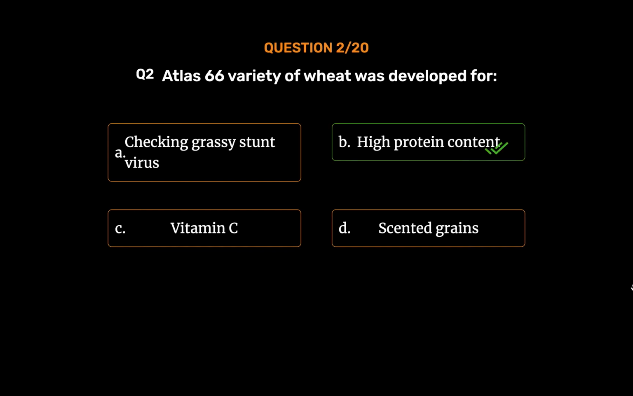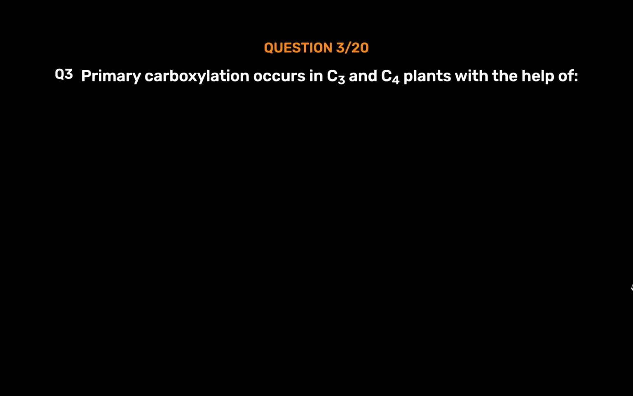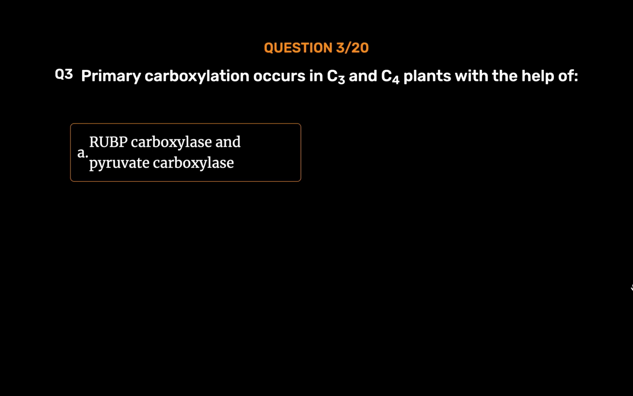High protein content. A new productive high-protein hard winter wheat variety derived from Atlas 66, with genetic potential for 2% higher grain protein content, was released to growers by the Agricultural Research Service. Question number 3. Primary carboxylation occurs in C3 and C4 plants with the help of Option A. RuBP carboxylase and pyruvate carboxylase.